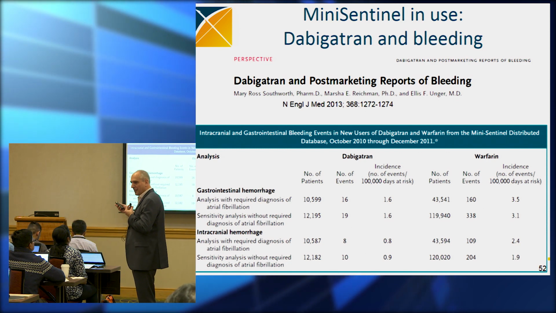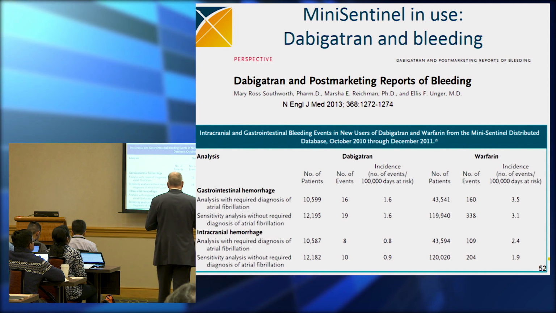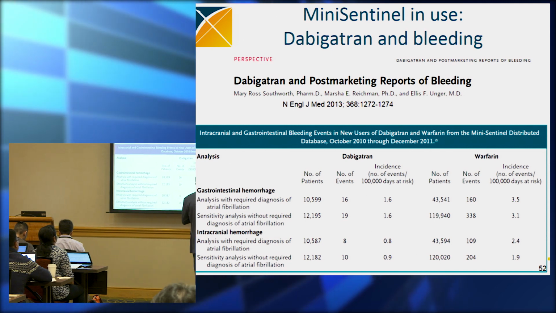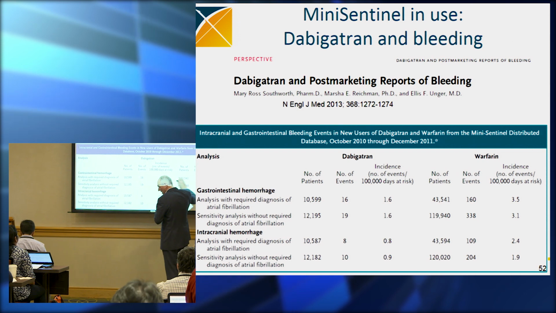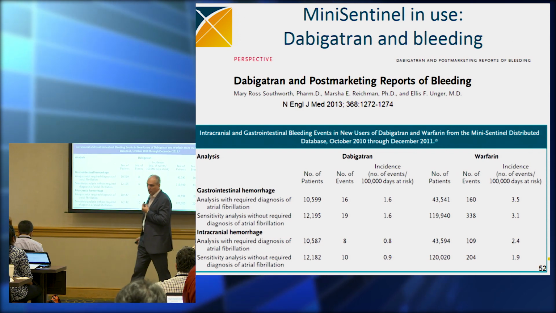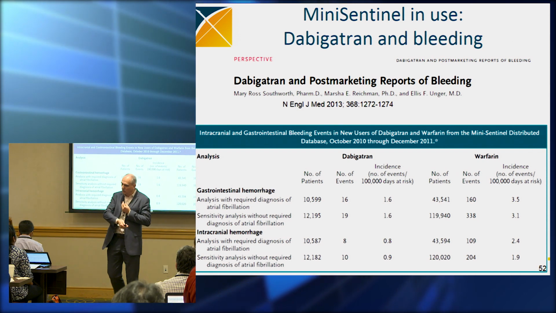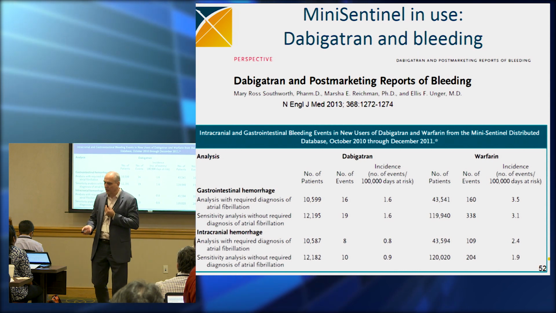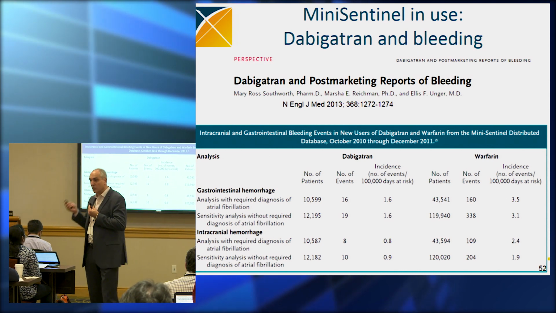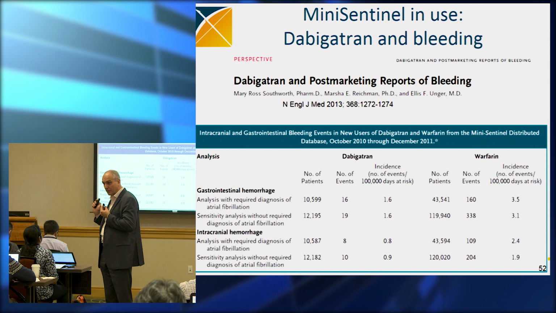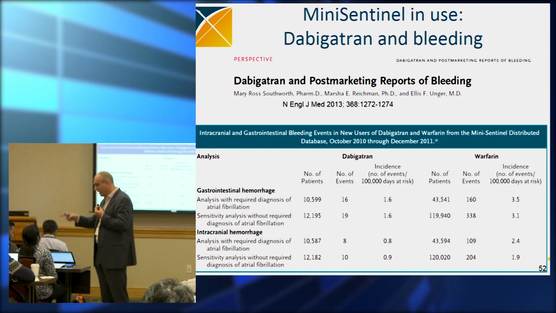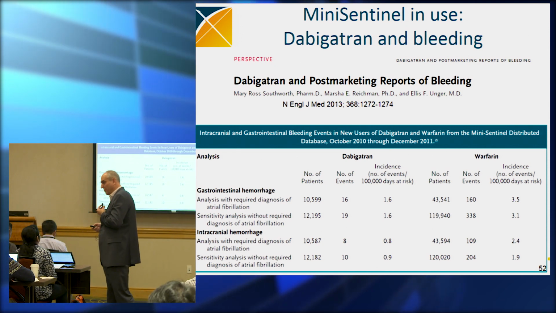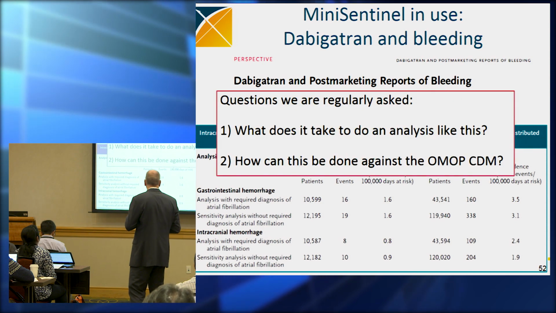The FDA did it, and it has everything you need in order to run a simple study with no adjustment for bias or anything like this. Just compare the people who take one with the people who take the other. How many of them bleed? So at the end of the day, you can run this study yourself on this little database in your VM.